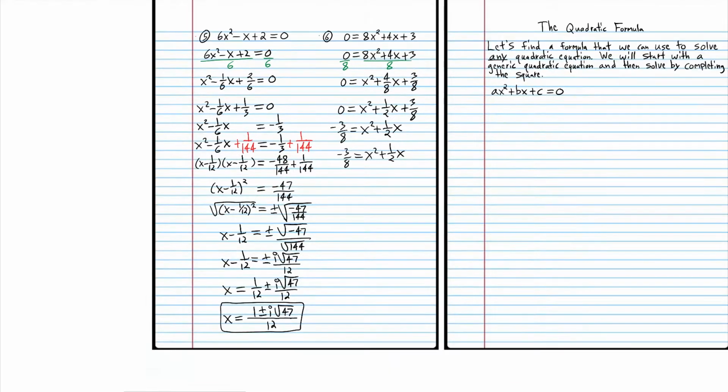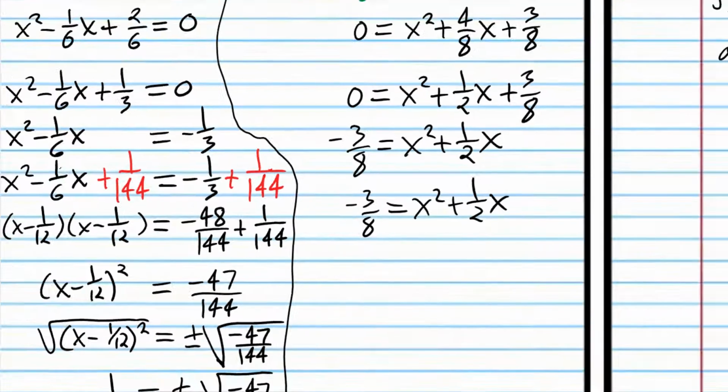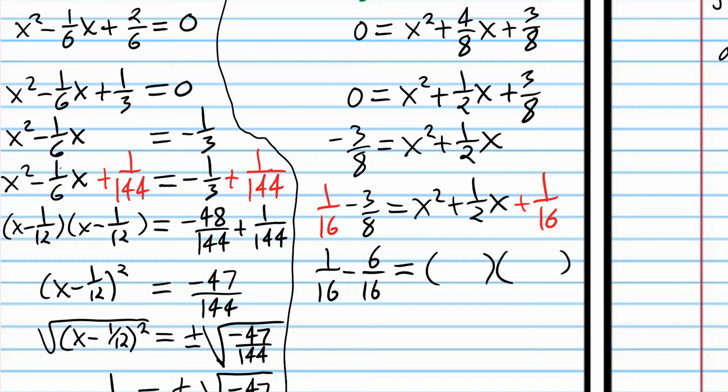And let me put a divider here so that things don't get confused. And take this number, divide by 2, you get 1/4, and then square it and you get 1/16. That's what you're going to add to both sides. Whoops, forgot to write a plus sign there. Multiply both sides by 2, and you get 6/16. And then we're going to factor.